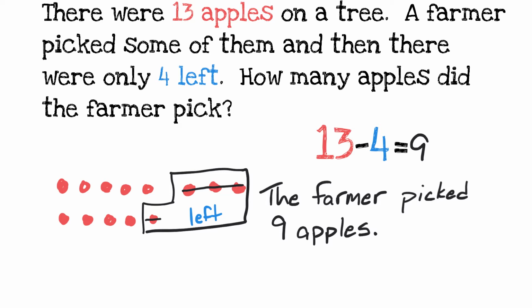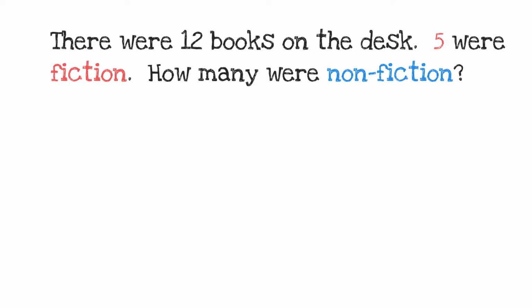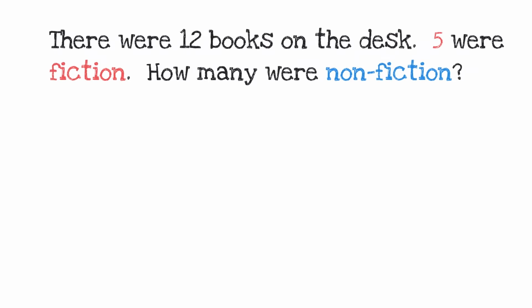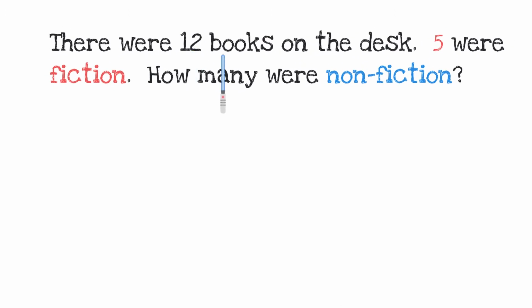All right, boys and girls, go ahead and check your work to make sure you're caught up to where I'm at. And then let's take a look at our next example. Okay, our next example says, there were 12 books on the desk. 5 were fiction. How many were nonfiction? Now, we have a few pieces of information here, don't we? We've got that there were 12 books altogether, and that 5 of those books were fiction. Remember, fiction means fake, by the way, so it's not real. And the rest were nonfiction, or not fake, so they were real.